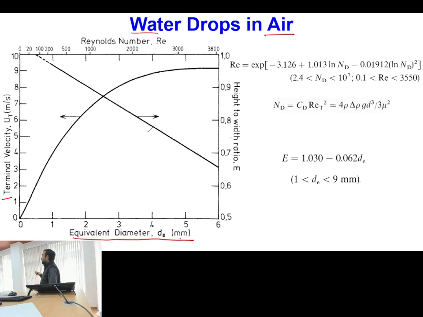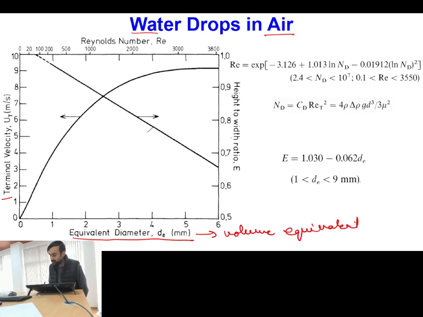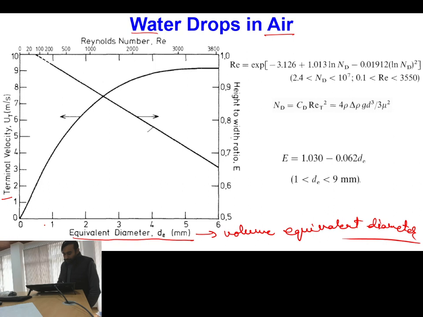Now, equivalent diameter can be calculated based on multiple bases. So, the equivalent diameter which I am talking about over here is nothing but volume equivalent diameter. Is this point clear? So, this is our volume equivalent diameter. So, you can see when the diameter of the particle is increasing, initially you have a significant increase in the terminal velocity of the particle, but after some time, with a significant increase in particle size, we will be having less increase in the terminal velocity.